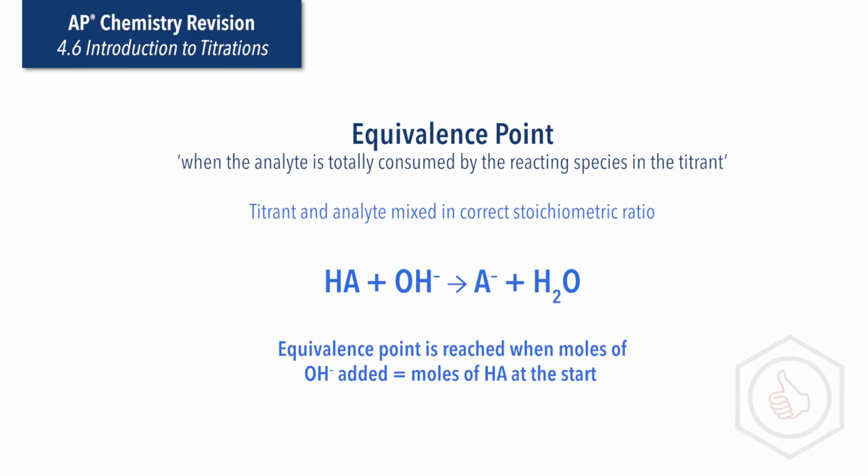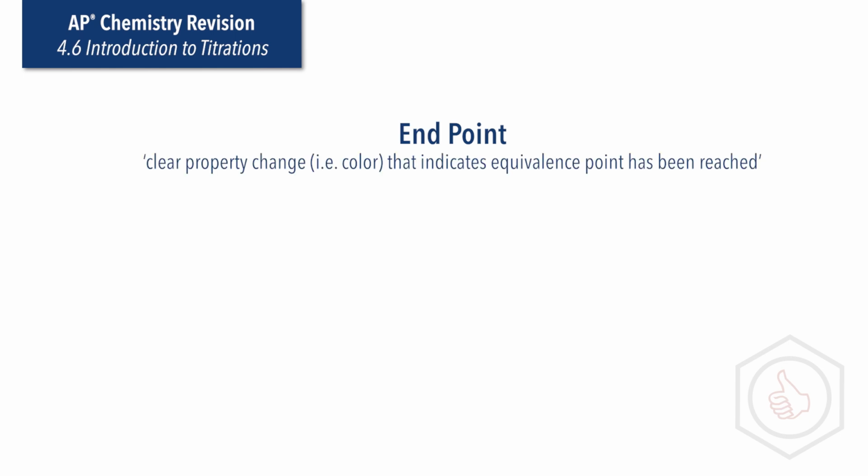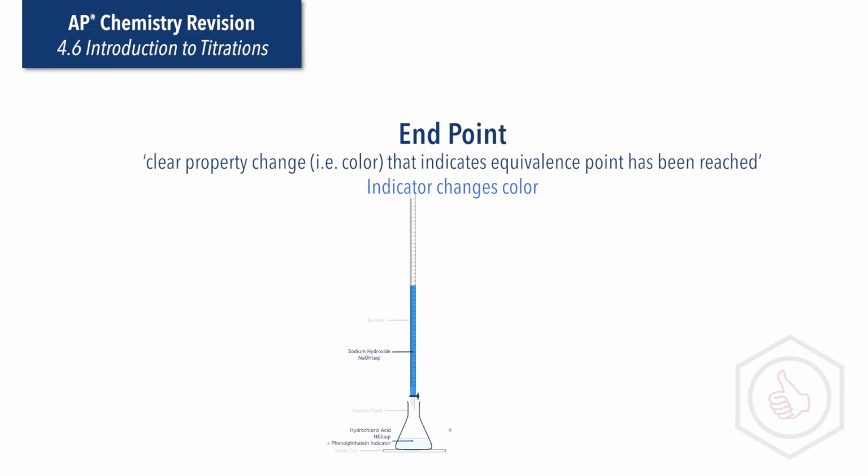The equivalence point is reached here when the moles of OH minus added equals the moles of HA in the starting solution. The end point in a titration occurs when enough titrant has been added to cause an observable color change by an indicator in the solution changing color. This is used to signify that the equivalence point has been reached in the titration. For example, the indicator phenolphthalein turns pink in alkaline solution. So in a titration between a strong acid and strong base, the end point is reached when the indicator permanently changes colour to a faint pink colour.